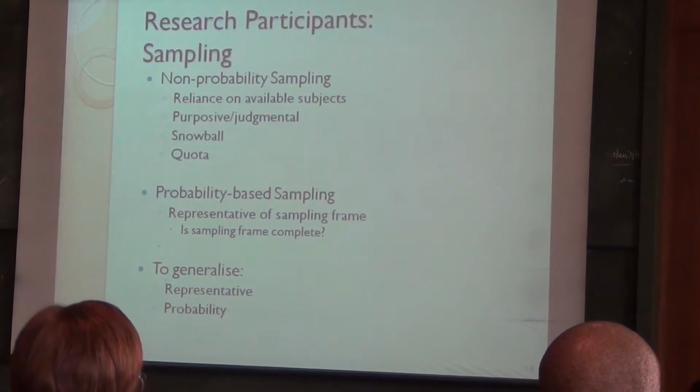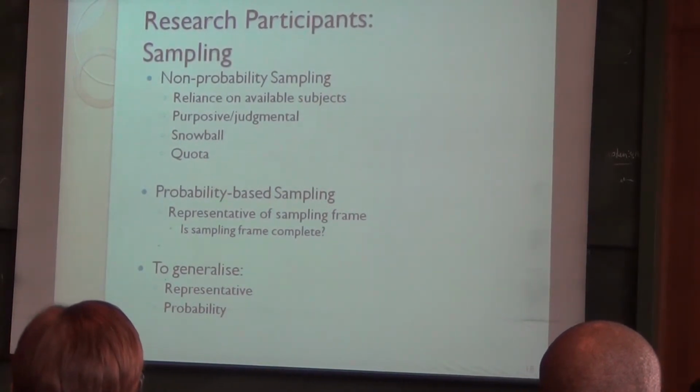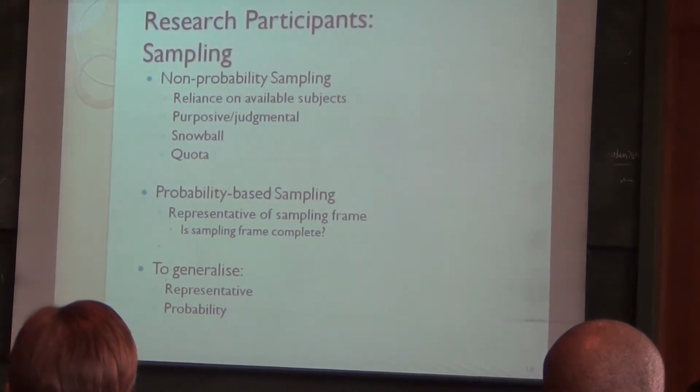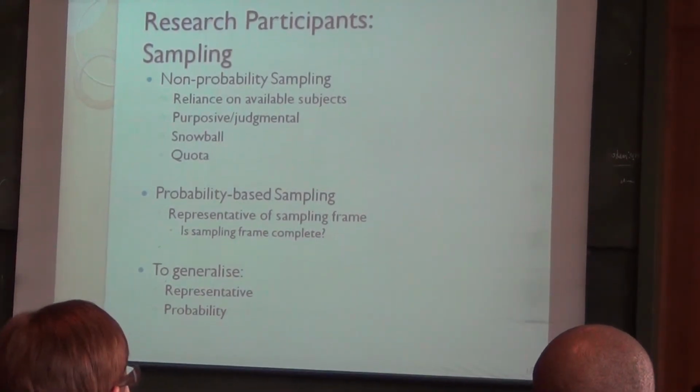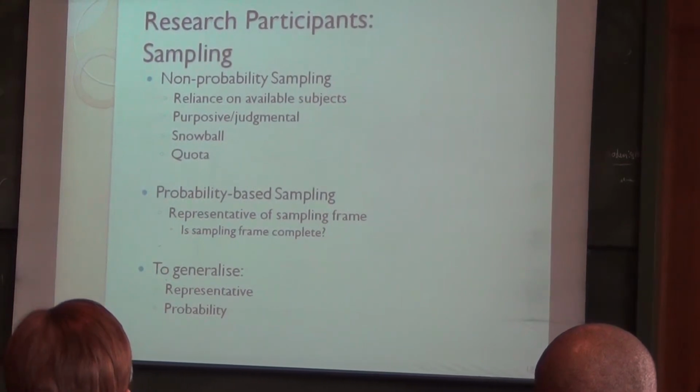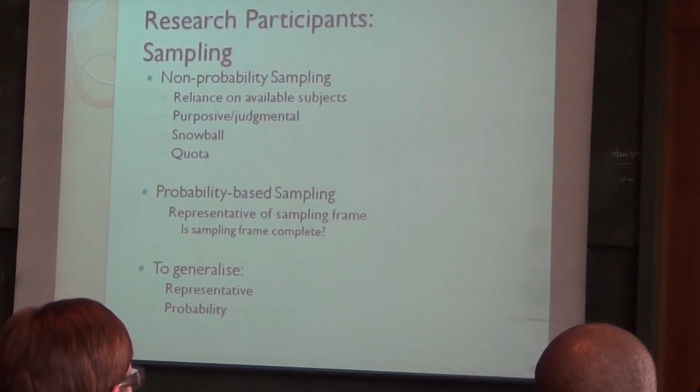Anyone willing to tell me what is a sampling frame? Representative of the whole population that you're going to study. That's right. It's a complete list of everyone. So if you don't have a complete list of everyone in your population, technically you won't be able to randomly choose from that complete list.